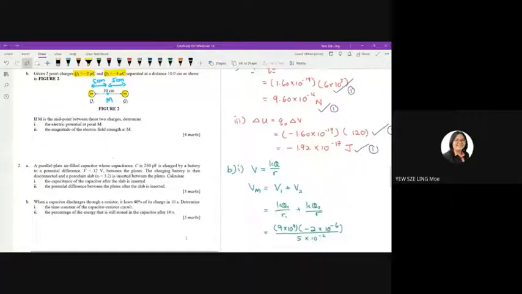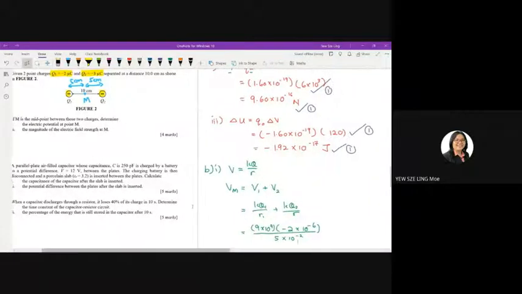And then since you're going to calculate the total potential, then what are you going to do? Plus 9 times 10 to the power of 9. Q2 is also a negative charge. You need to include the negative sign. Negative 3 times 10 to the power of negative 6 over 5 times 10 to the power of negative 2.